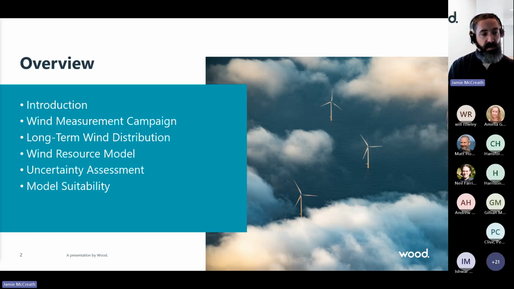So then there'll be an overview of the selection of the wind resource model and calibration of it. And then ultimately what we're trying to do with this project is develop a wind resource model that's considered suitable to underpin a finance grade energy yield assessment. So we're looking at the uncertainty that's associated with that model, and then the suitability of that model to underpin a bank grade assessment.